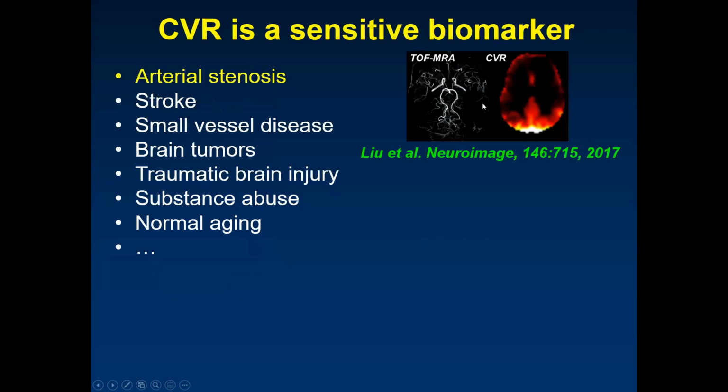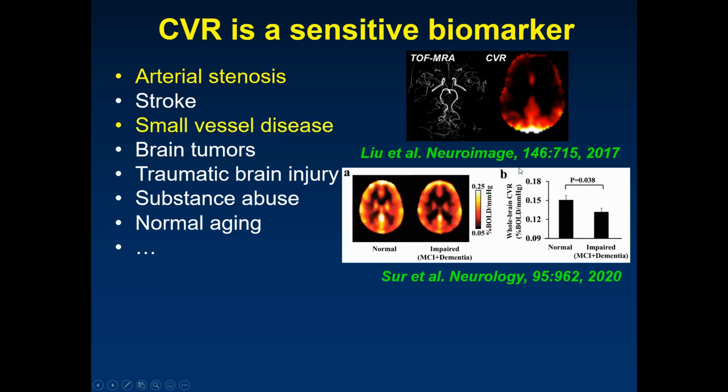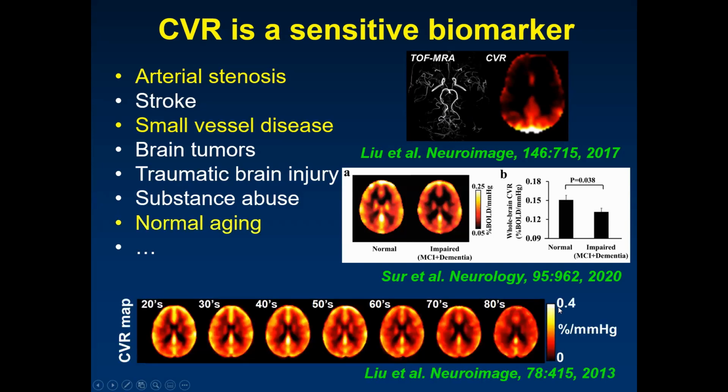Shown here is an example of CVR in intracranial stenosis. As you can see, the CVR value is largely diminished in the flow territories where the arteries are stenotic. And this is another example of small vessel disease. We found that CVR is reduced in patients with vascular cognitive impairment. And also, we found that CVR reduced significantly as we get older.